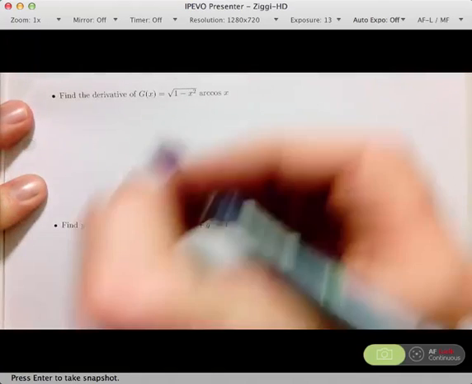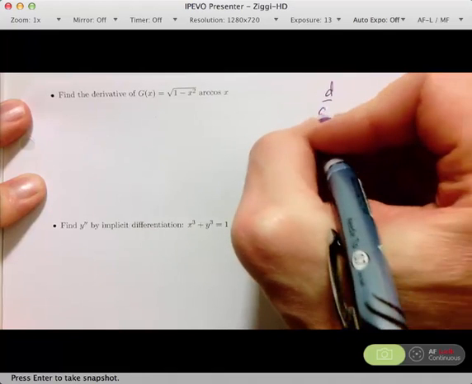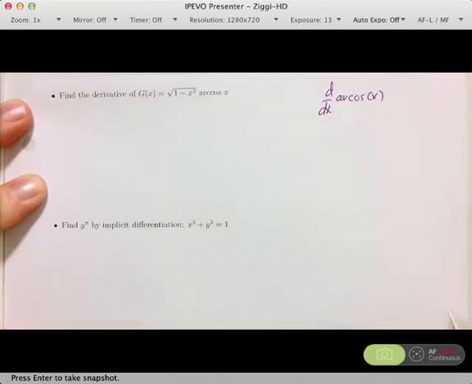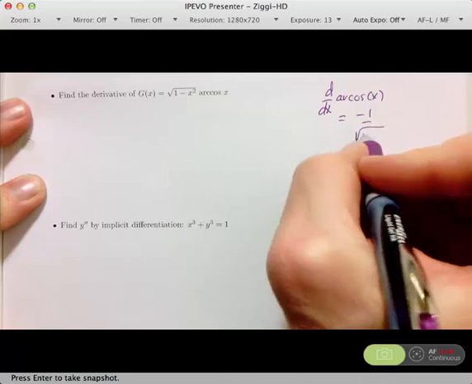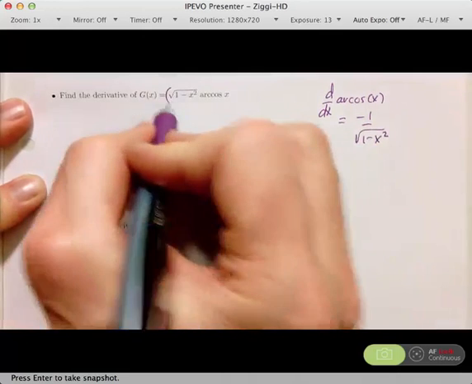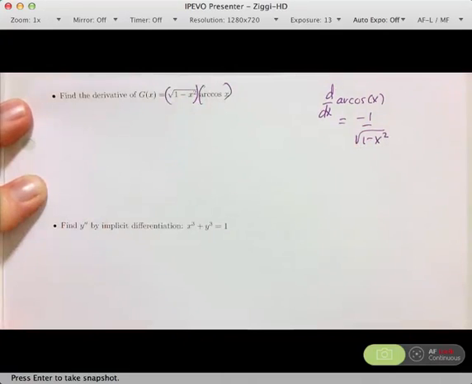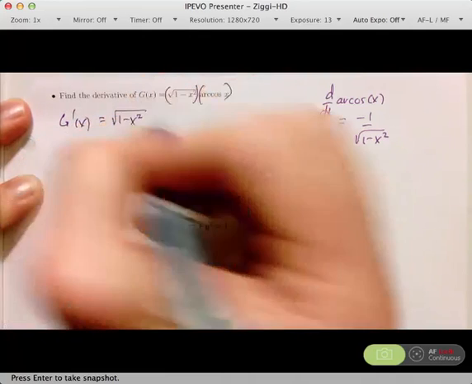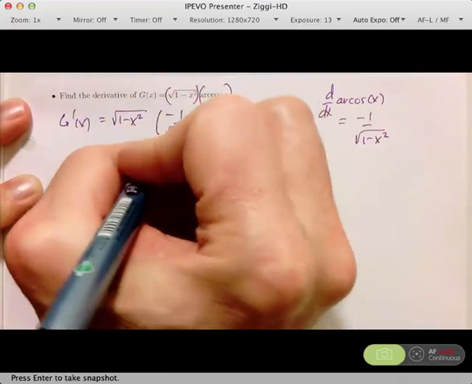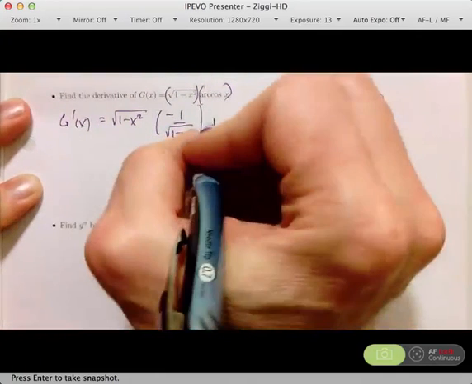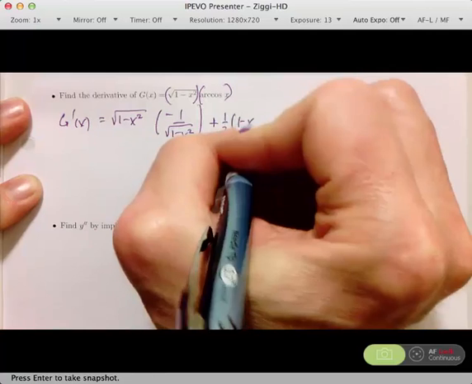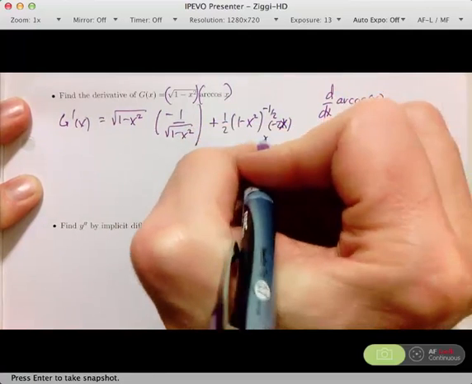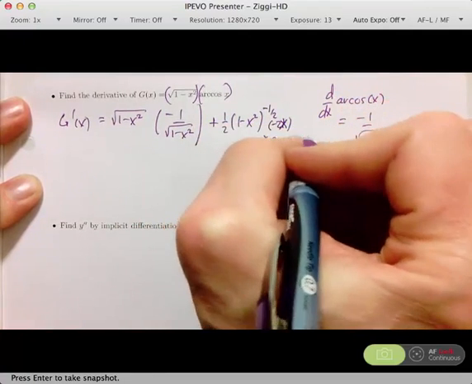Alright, arc cosine is another way to say cosine inverse, and the derivative of arc cosine is minus 1 over the square root of 1 minus x squared. So here I have to do a product rule. G prime of x: leave the first thing alone, times the derivative of the second, plus take the derivative of the first. That's a chain rule, so I have to multiply by the derivative of the inside, times arc cosine of x.